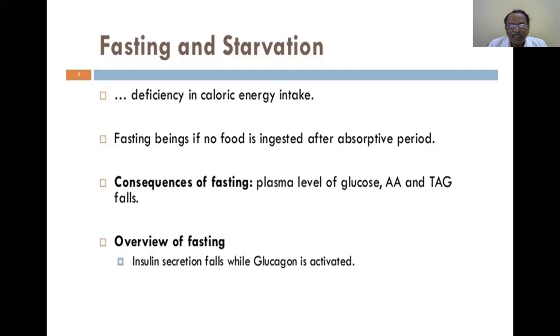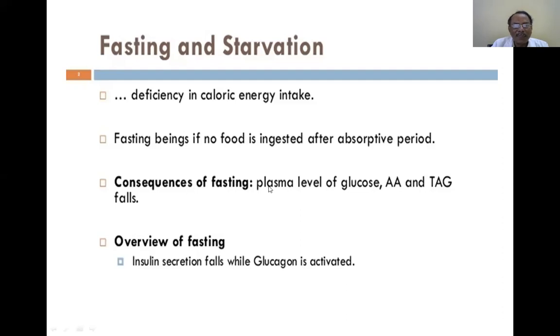If the food unavailability crosses 14 hours and goes beyond that, then we shall call it starvation. No more is it fasting. So deficiency in caloric energy intake is the quantitative way of definition. The time frame of definition is 8 to 14 hours for fasting, and beyond 14 hours is starvation. And in caloric terms, it is the deficiency in caloric energy intake. Fasting means no food is ingested after the absorptive period, 8 to 14 hours.